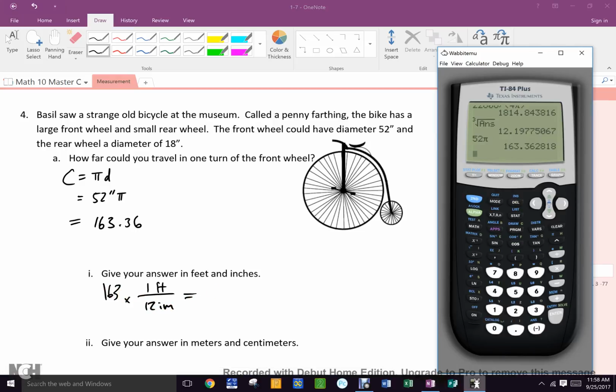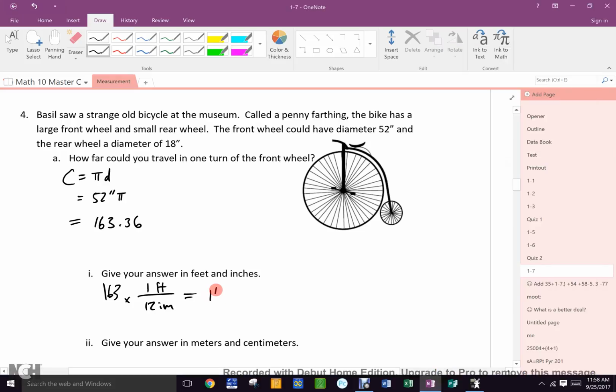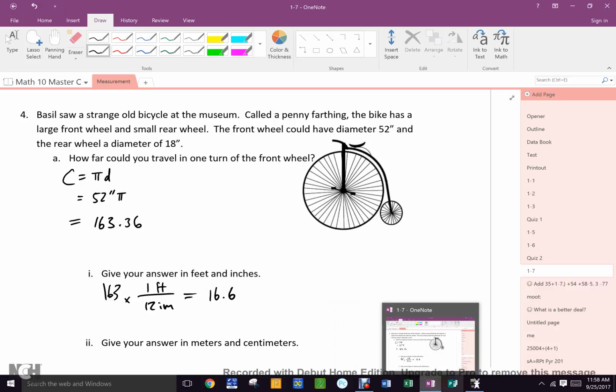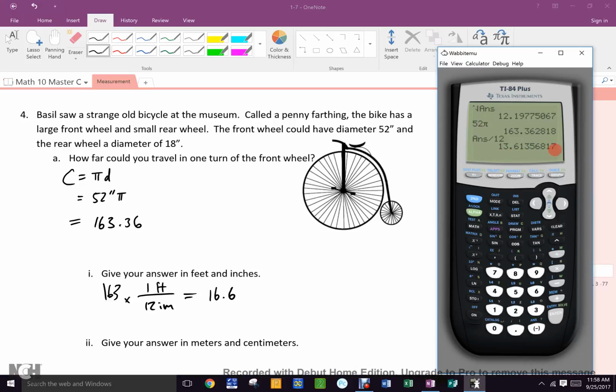So it's divide by 12. So I go to my calculator. Even though I wrote 163, I have the number right here, don't I? So I do divided by 12. And that gets me 13.6135, blah, blah, blah. Now, yes, Brianna. Does it matter if you use the 163 for all those numbers, or can you just do 163? Okay. I do not. It'll be fine. Yes, it will change your answer.